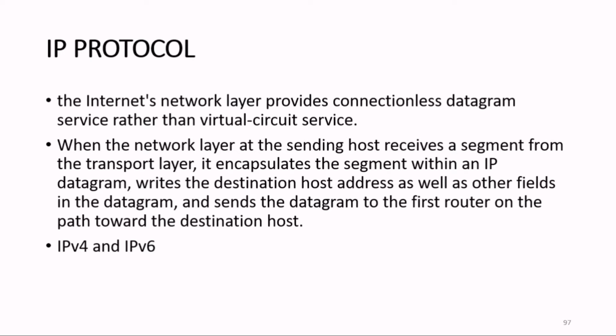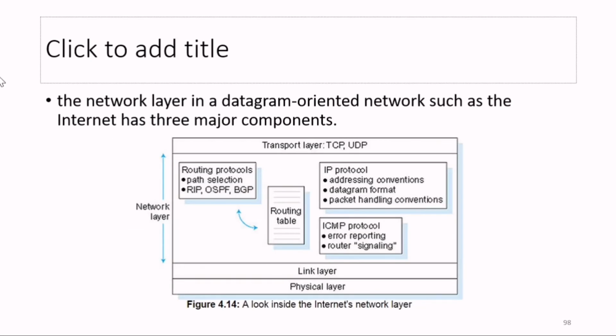The current IP protocol uses IPv4 and also IPv6. The network layer in a datagram-oriented network, such as the internet, has three major components. The first is the routing protocol, which uses routing algorithms such as OSPF, RIP, or BGP.